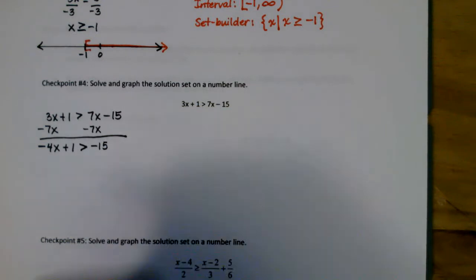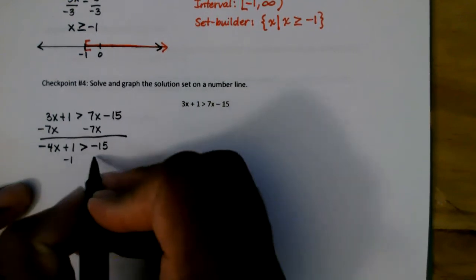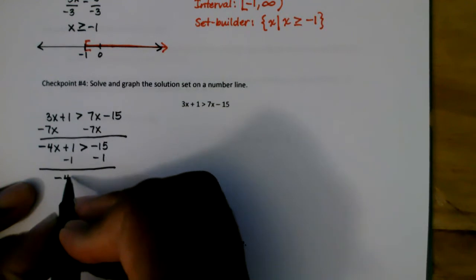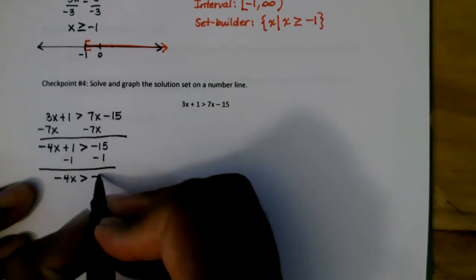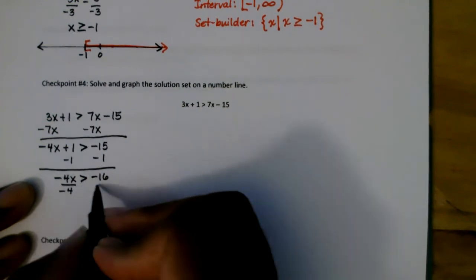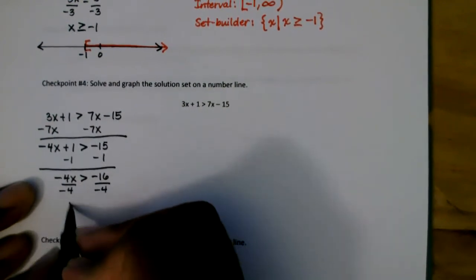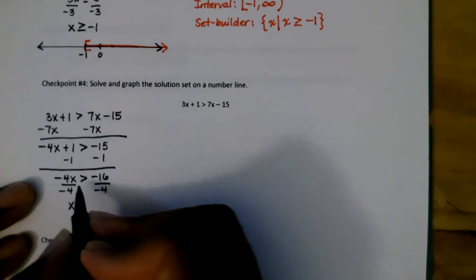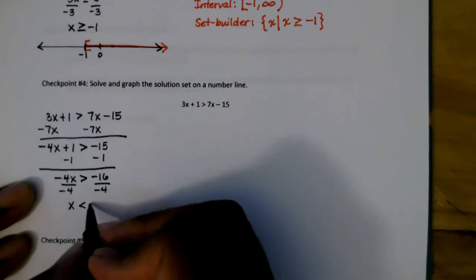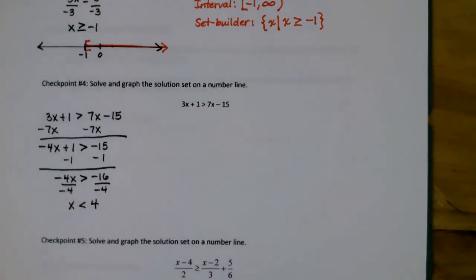So now to get -4x by itself, we're going to subtract 1 on both sides. That's because we're adding 1. So -4x is greater than -16. Now, when I divide both sides of this inequality by -4, this inequality symbol of greater than changes to less than. Then -16 divided by -4 is 4. So the solution set would be x is less than 4.